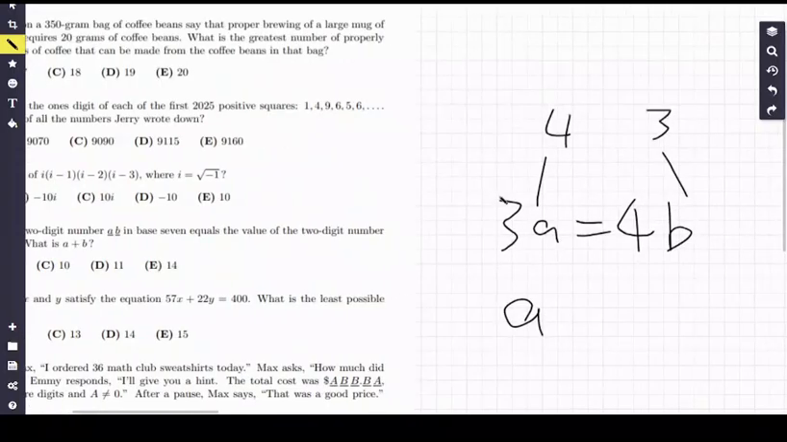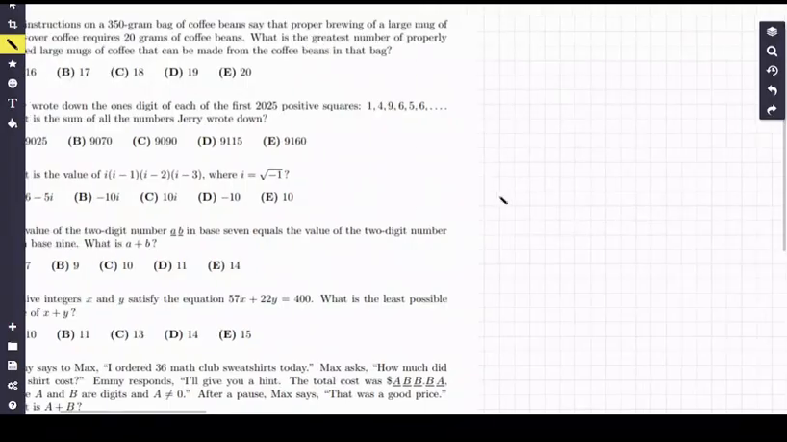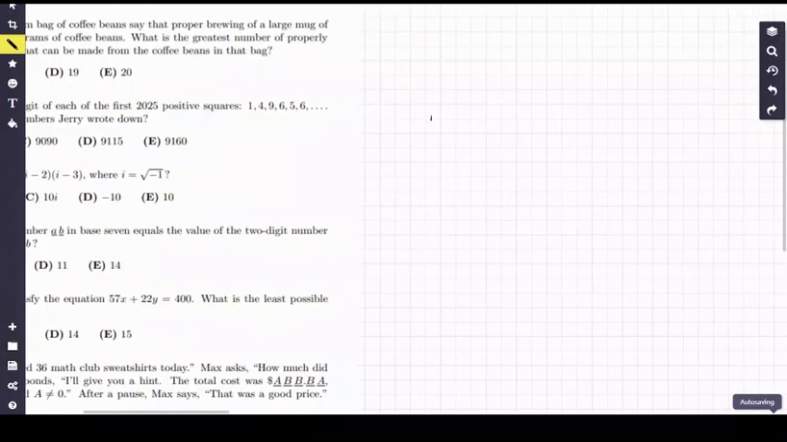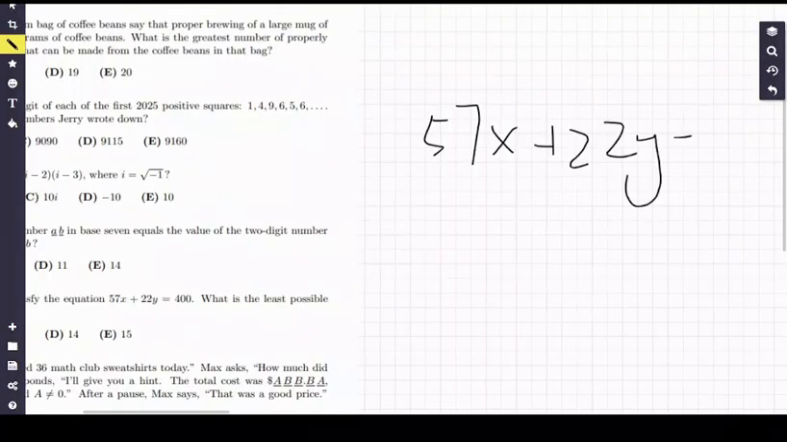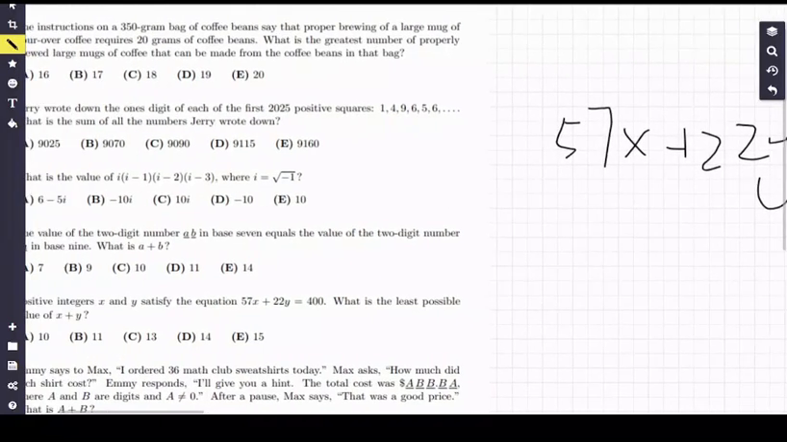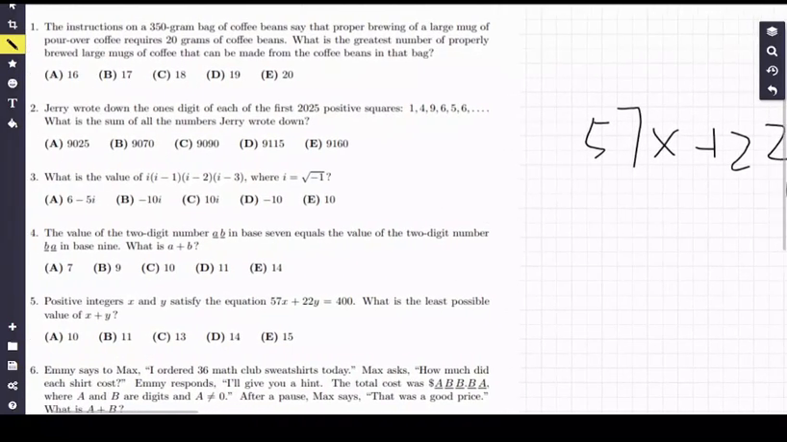Now, go on to number 5. So number 5 is really, I guess, a trial and error, but there are some techniques to it. 57x plus 22y is equal to 400. So first we could try small values of x because we can't try too big. Whenever we try too big, not good. And we also have to make sure, a huge thing, that y is actually an integer.